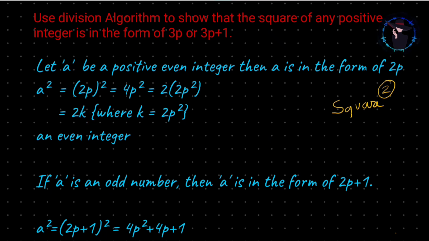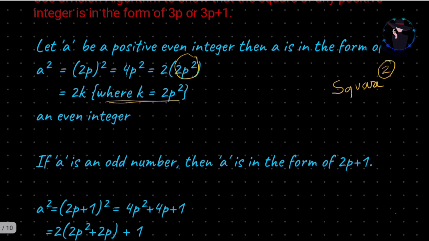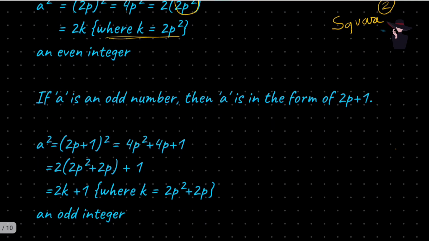Let me just circle it so that you can understand better. 2p square can be considered as k. So instead of writing 2p square, we will write 2k, where the value of k is equal to 2p square. It's an even integer. If it is odd, then what are we going to take? 2p plus 1, right? For even we took 2p, for odd we took 2p plus 1. Let's square again. a square is equal to (2p plus 1) whole square.